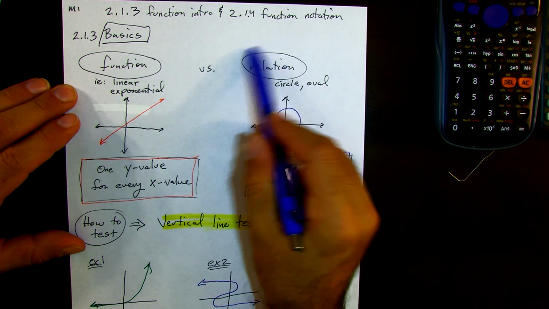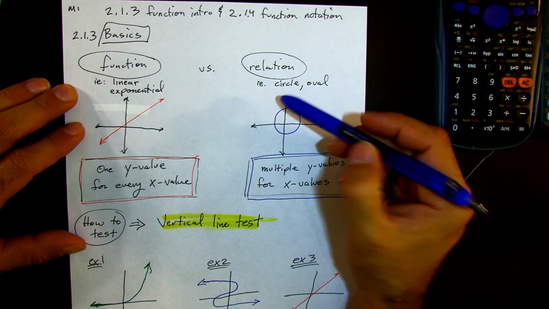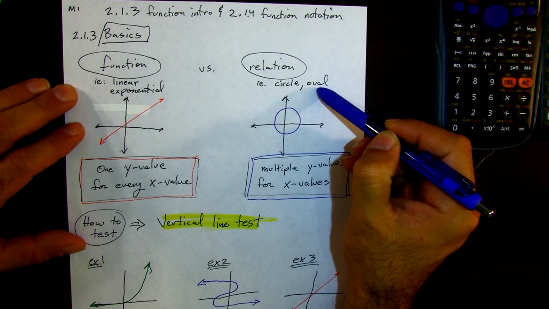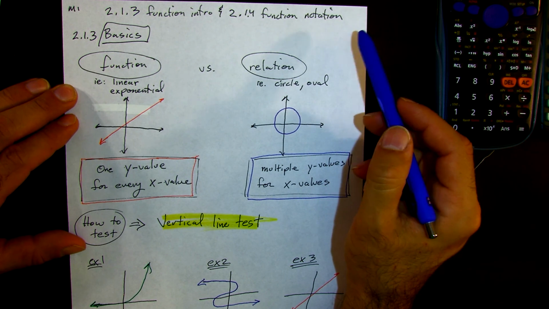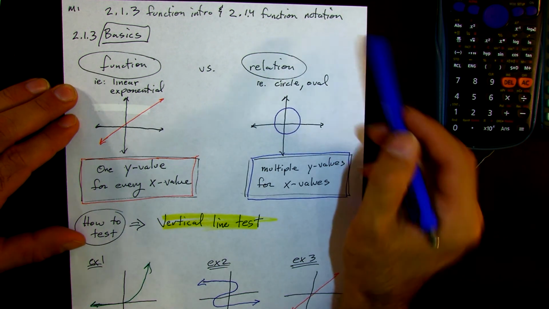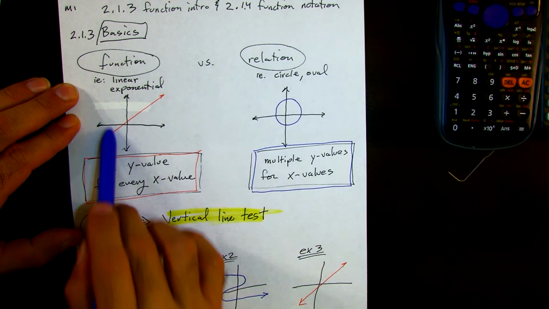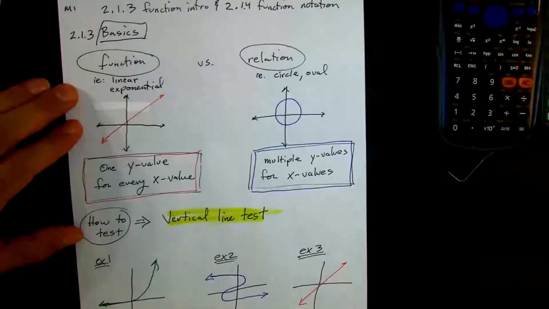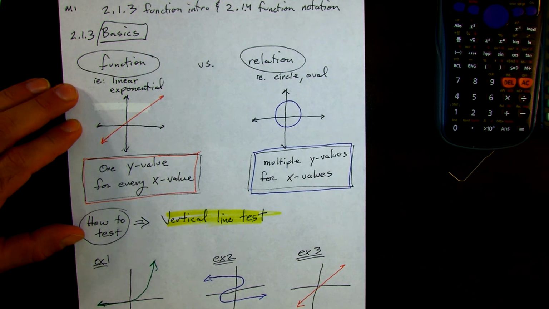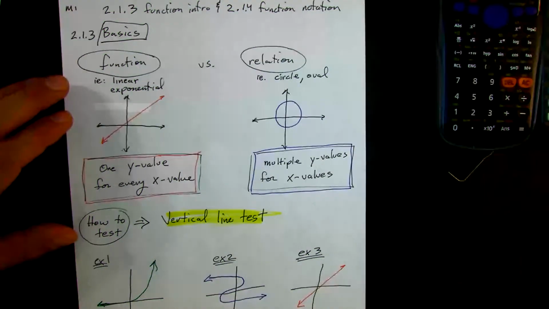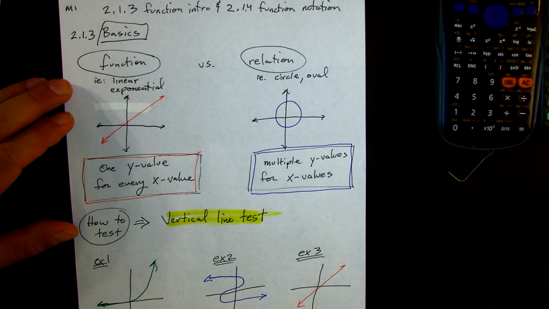Relations are going to be our graphs that look like a circle or an oval. And in the chat, tell me one thing that is different between these two graphs. Anything other than that's red ink and that's blue ink. What is different? Just observations, there are no wrong answers. What do you see in the chat? Okay, one is linear. Perfect. One's a line, one's a circle, so they're different kinds of shapes.